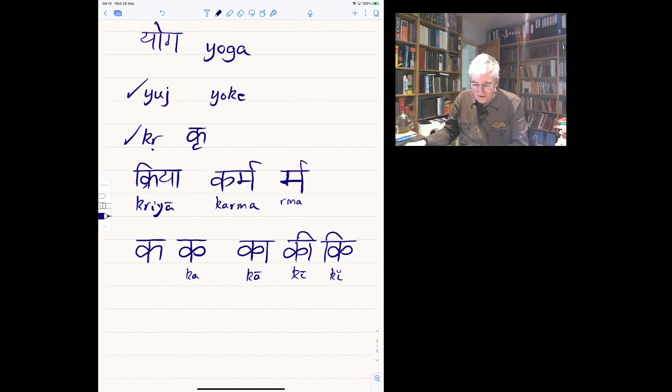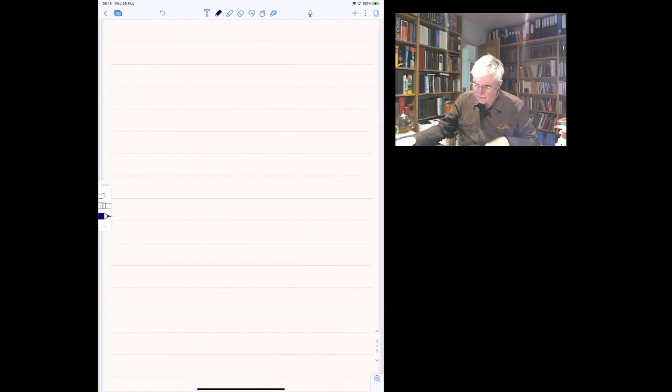The active voice is called parasmaipada. That's the word in Devanagari near the bottom of page 25. Parasmaipada, a word for another. So para means another, and it follows the pronominal declension, which we'll get to in detail soon, where the dative is parasmai.